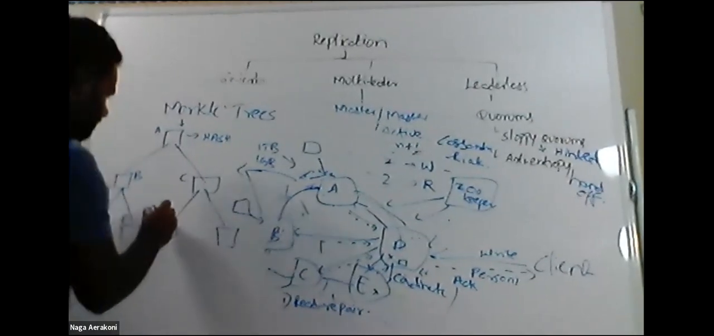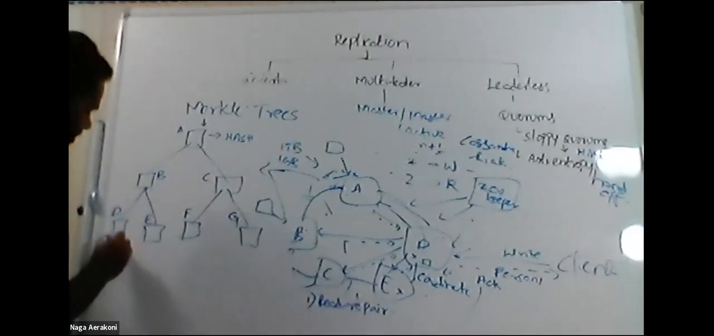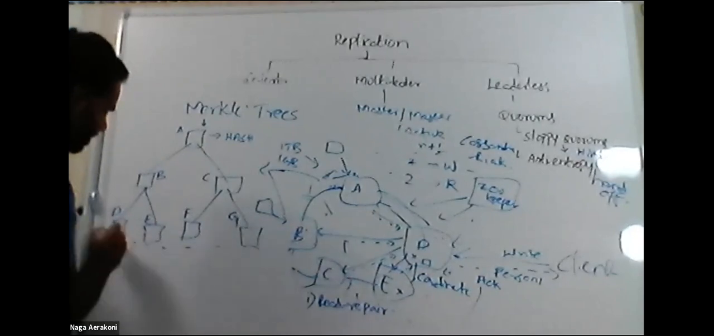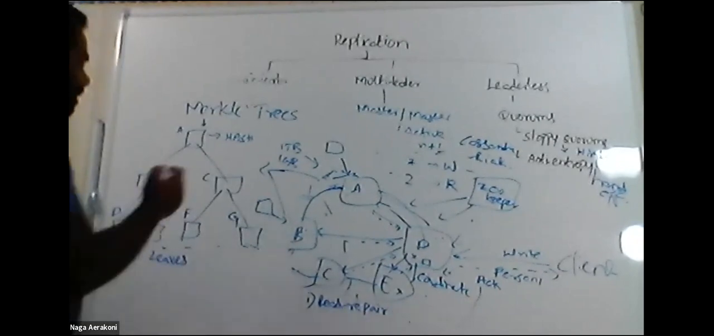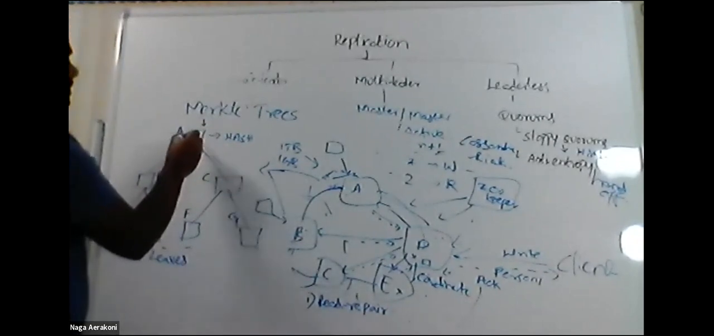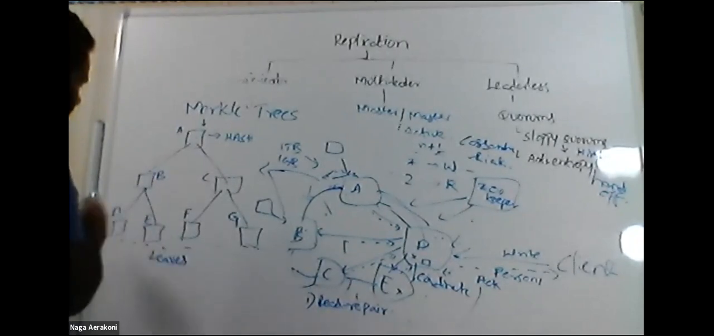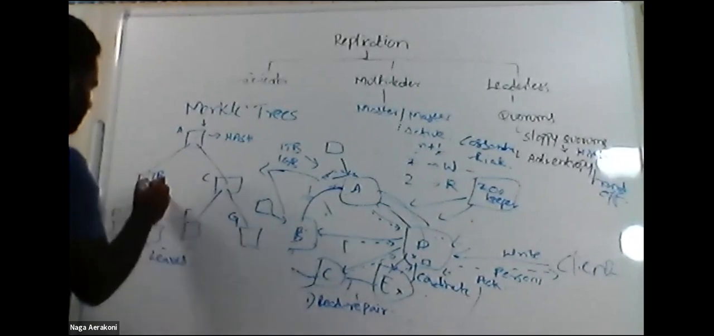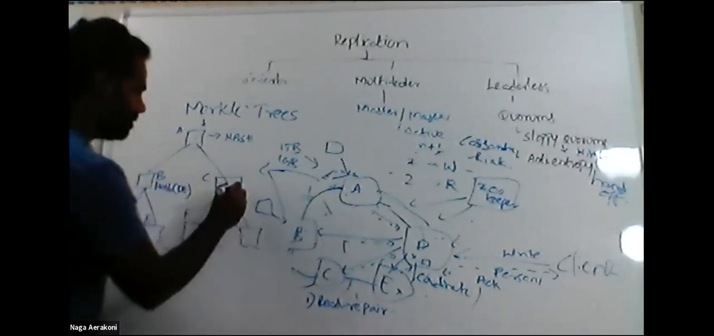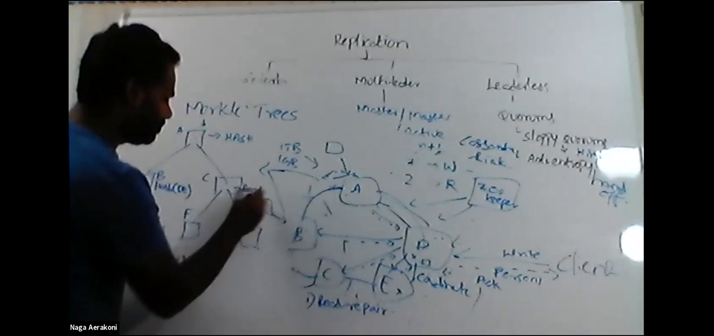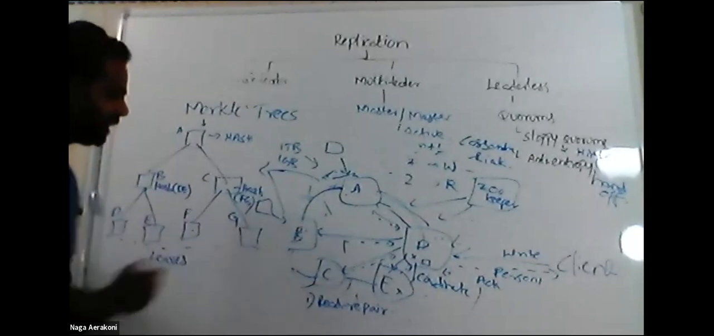I hope this is visible. Okay, this is F and this is G. So let's treat these all as leaves. D, E, F, G, let them be the leaves in a binary tree. The root will have the hash of B and C, and B will have the hash of D and E. So it's kind of a hash of D and E, and C will be a hash of F and G. These leaf nodes actually contain the records.